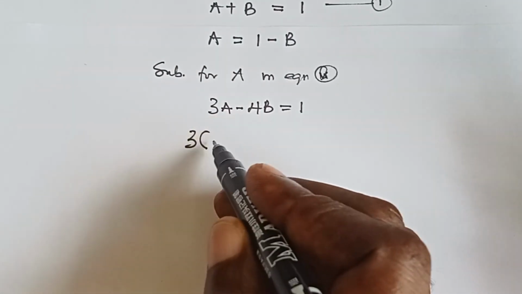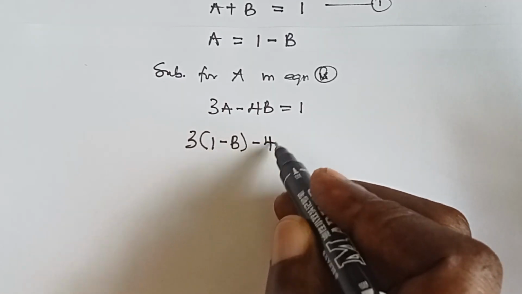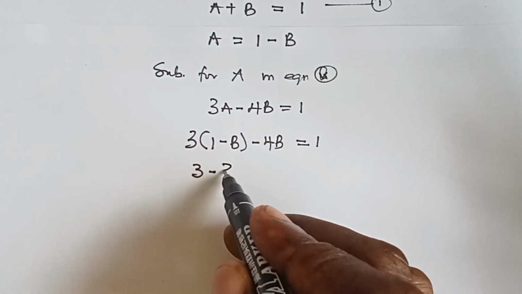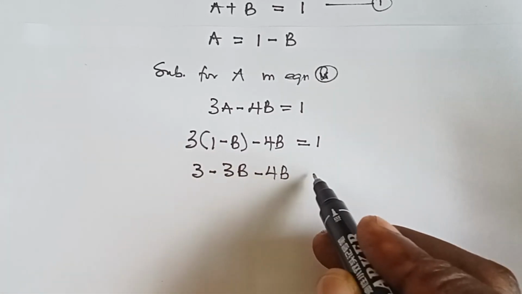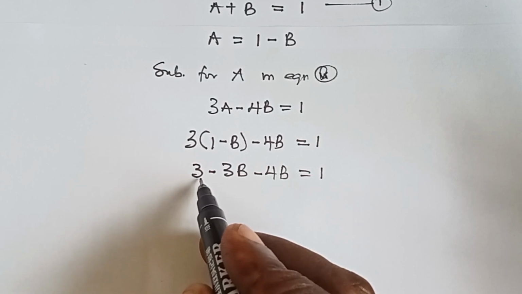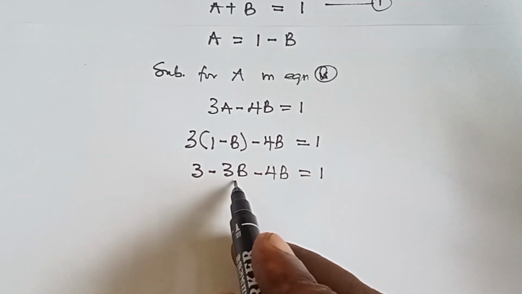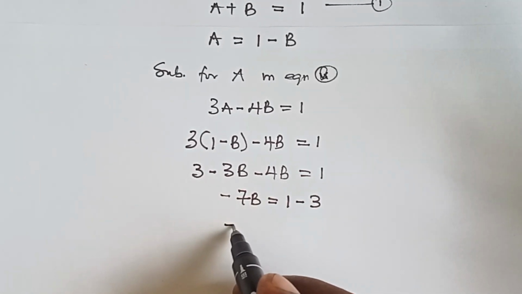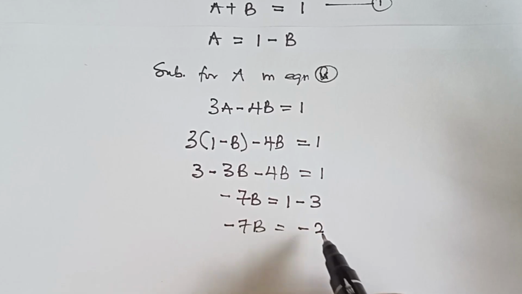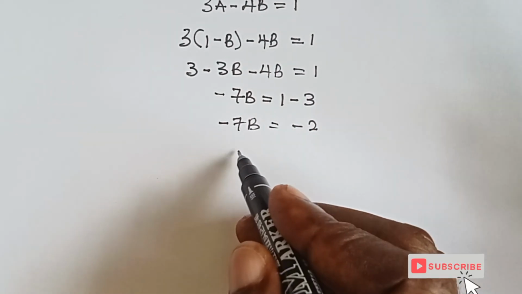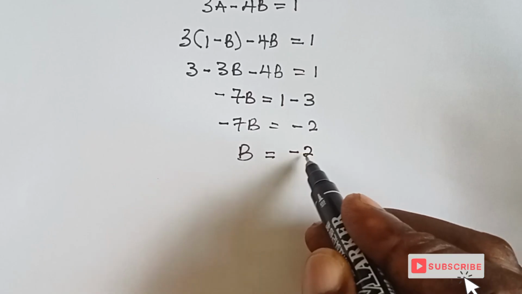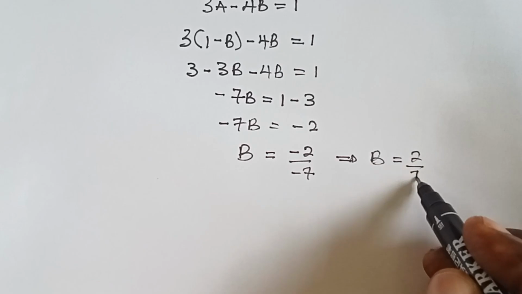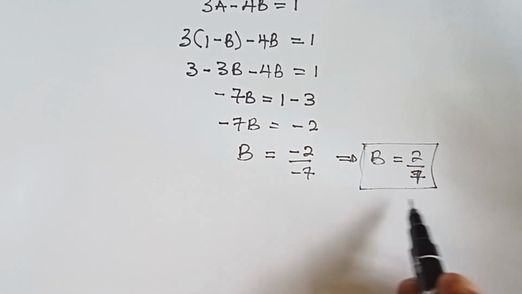Okay, so we have 3 times (1 minus b) minus 4b equals 1. If you open this bracket, 3 times 1 is 3, 3 times b is 3b, minus 4b equals 1. So now we take this 3 to that side. We have minus 3b minus 4b, that is minus 7b equals 1 minus 3. So we have minus 7b equals minus 2. Right, so divide both sides by minus 7. So it means b equals minus 2 over minus 7, and that gives b to be 2 over 7. It means our b is 2 over 7.